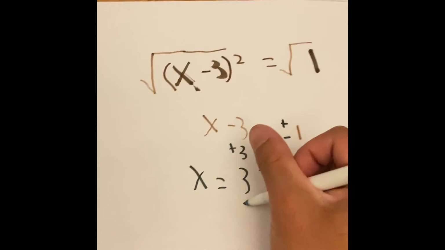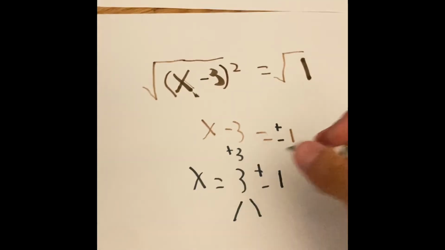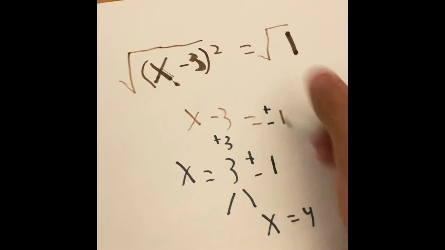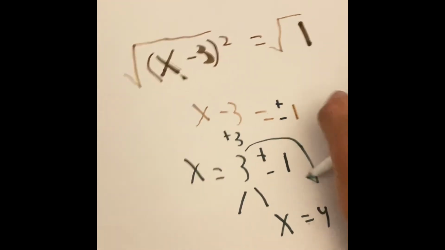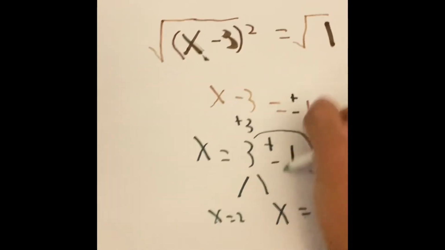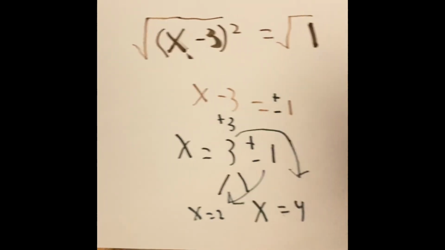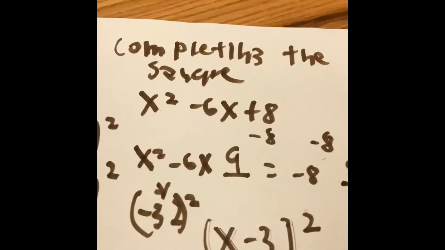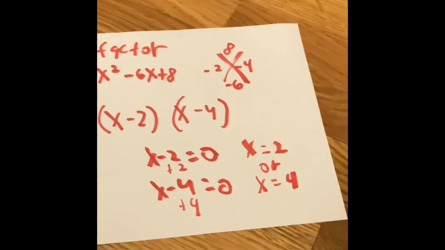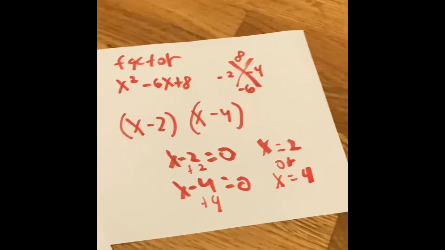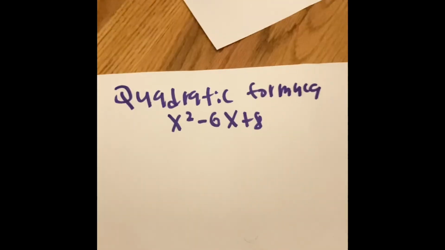So here are the two answers for completing the square. X is going to equal positive 4, because 3 plus 1 is 4. And x is going to equal 2, because 3 minus 1 is 2. X is 2 or x is 4. That is for completing the square. And that's the same answer for factoring. But now, let's see what the big one is. The new one, the quadratic formula.